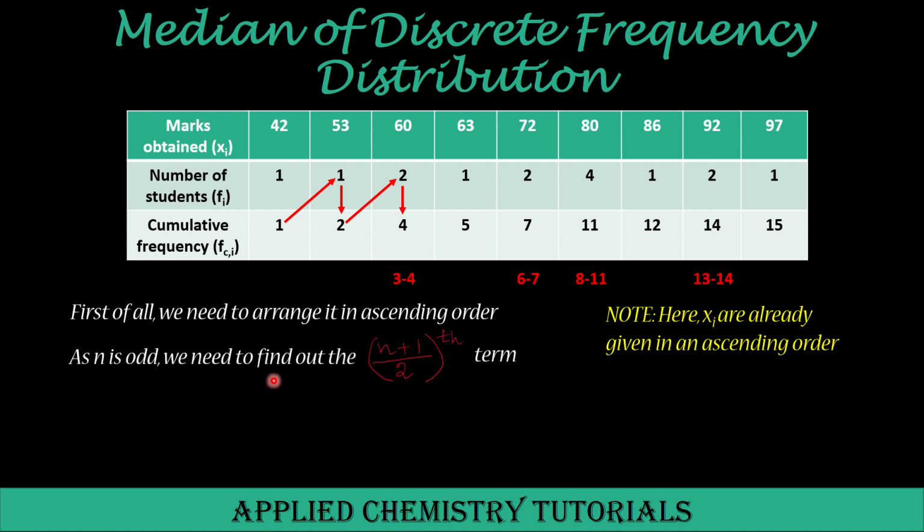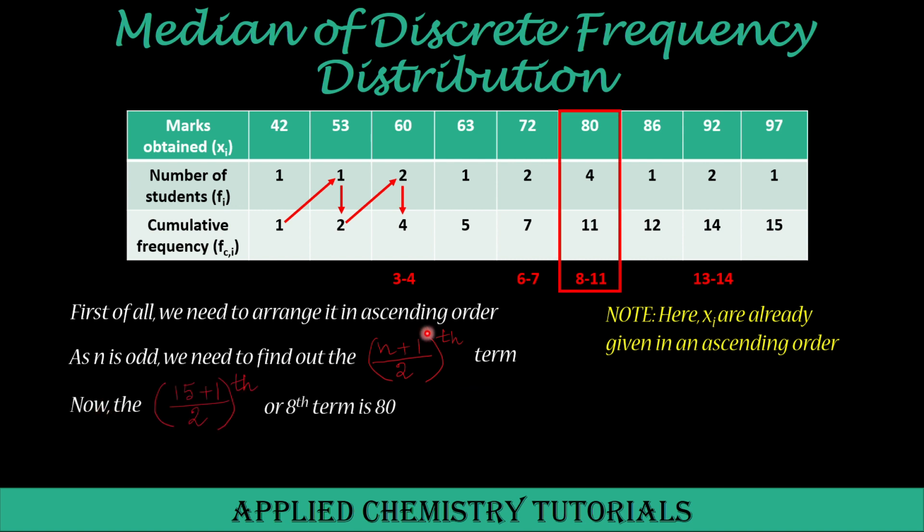As n is odd, we need to find the (n plus 1) by 2th term. We know n equals 15, so the (15 plus 1) by 2th term, or the 8th term, is what we need to find, which equals 80. So we can say the median is 80.